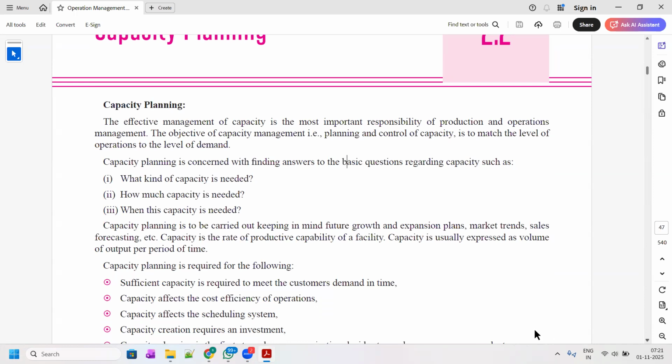So capacity planning is concerned with finding answers to the basic questions regarding capacity, such as what kind of capacity is needed, how much capacity is needed, and when the capacity is needed. While planning capacity, the business must consider future growth, expansion, market trend, and sales forecast. Capacity here refers to the rate at which the facility can produce goods and services over a period of time. I hope you're getting the meaning of the word capacity.